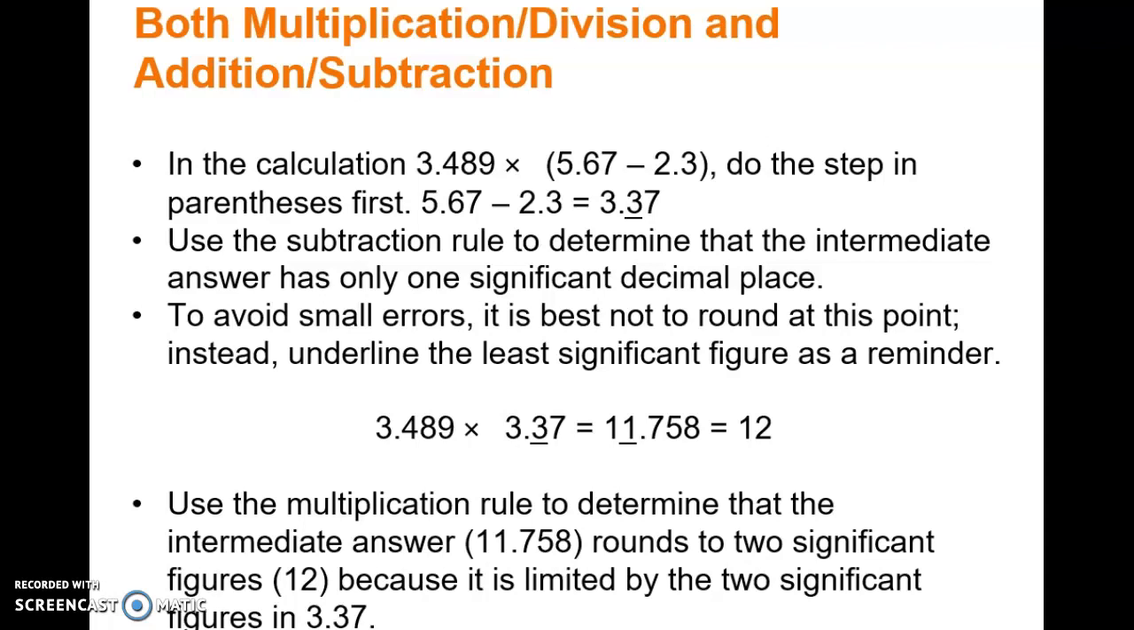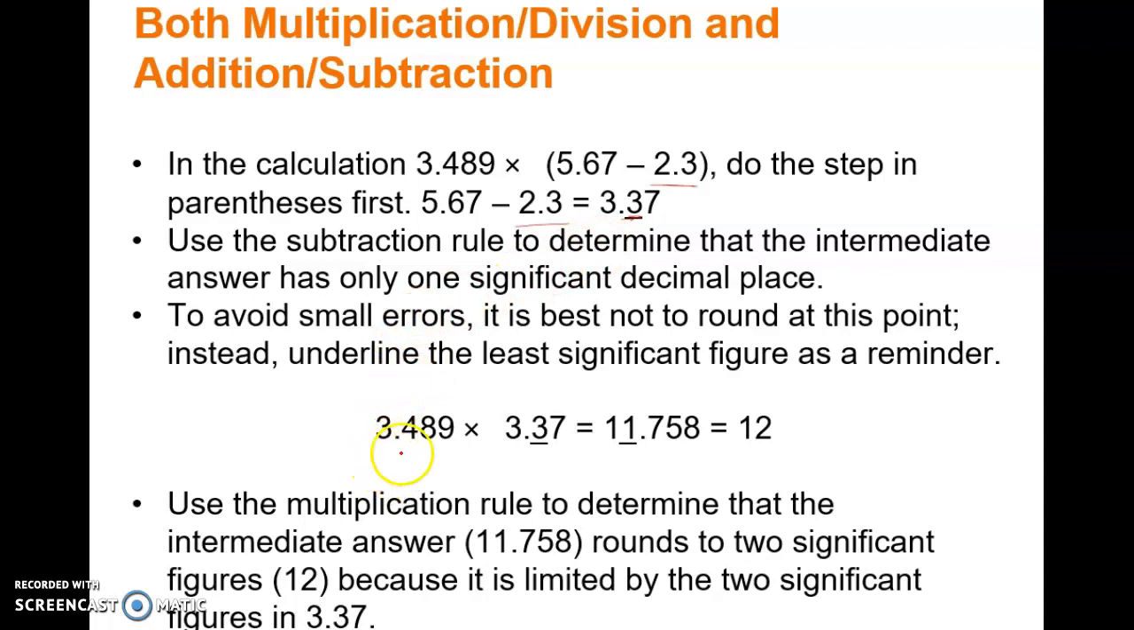All right, so in this particular calculation here, you'll see that you have these guys here in parentheses. So I need to do that portion first. So 5.67 minus 2.3, what pops out in your calculator is 3.37. So we know that since this only goes one place past the decimal, my answer can really only go one place past the decimal, but we're not actually going to do our rounding yet. We're going to save that until the end, but we're just going to put a little line here, okay, showing that we really only go one place past the decimal.